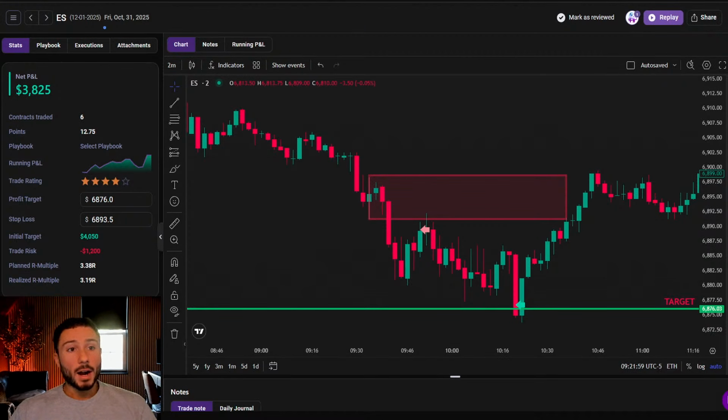First setup, Friday, October 31st. This was about a month ago. The main thing that forms here is that we're going to see this level of interest, which I'm going to show you is the low volume node at this range.